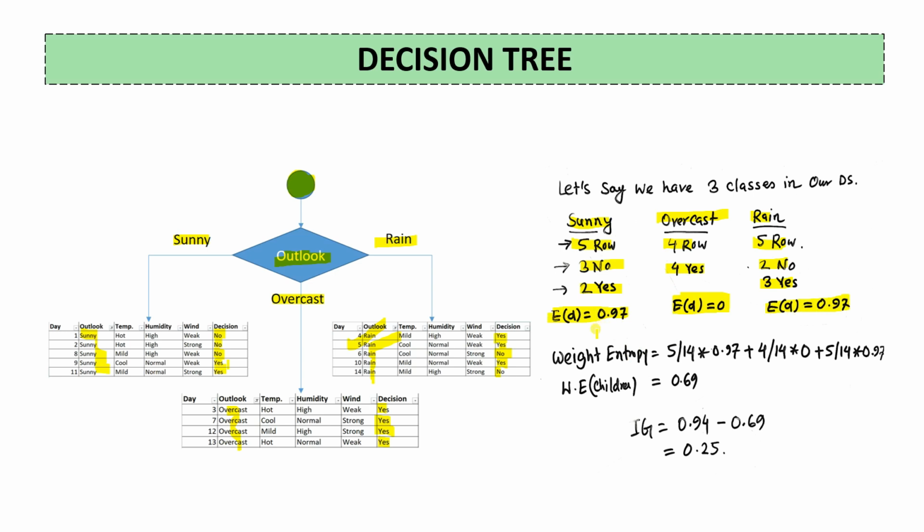Now how can we calculate the weighted entropy? We calculate it by dividing by the number of rows. You have 5 rows in this case, so divide 5 by 14, and we add it to our parent classes, because this is the parent.